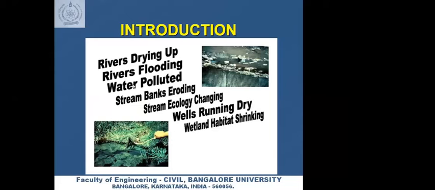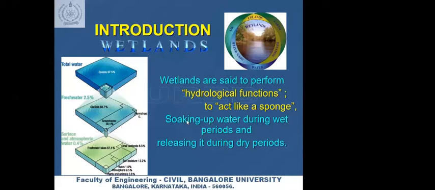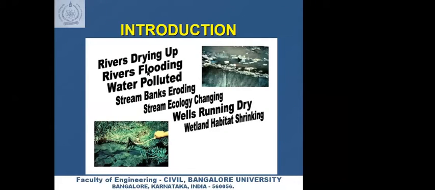So the problem of river flooding and river drying up already lies here. During heavy or high intensity rainfall, if wetlands exist sufficiently in that watershed, they will store that water and release it during the dry period. So during the non-rainy seasons, you are saying that rivers are drying up. If you had maintained the earlier wetlands, these two problems would have been answered.